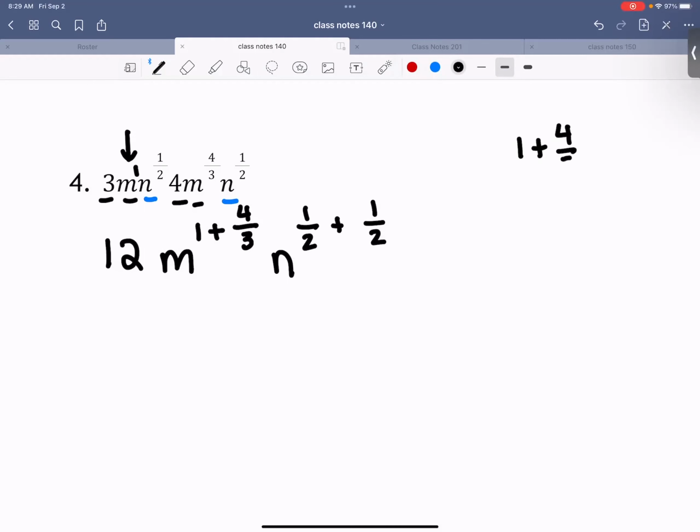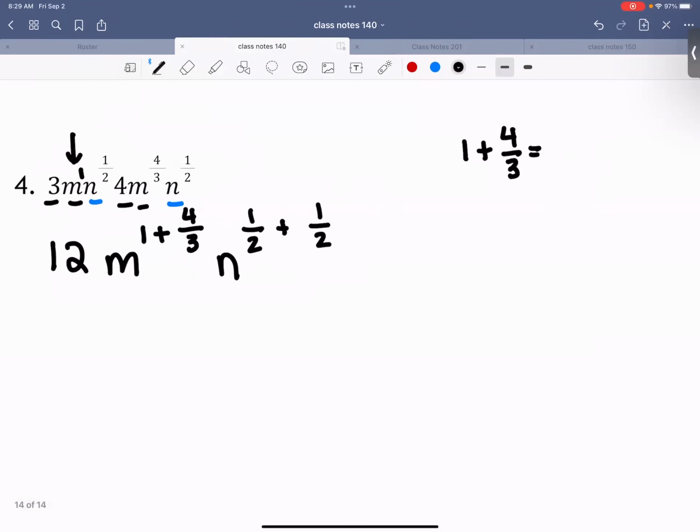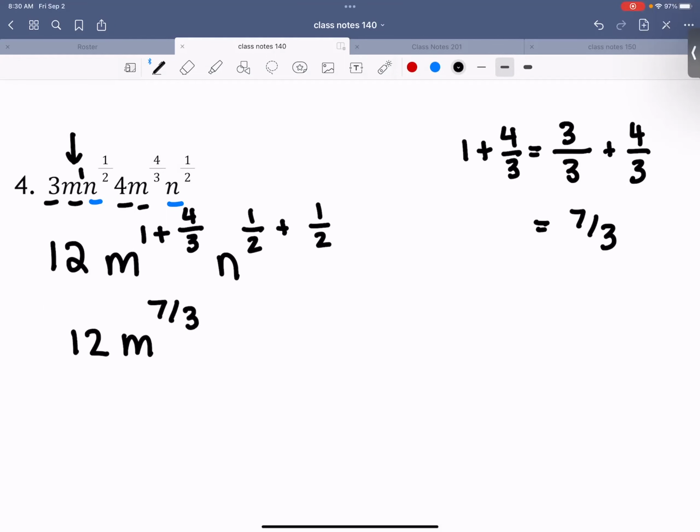the hard part here. What's my common denominator? 3, right? I want to make the 1 a fraction out of 3 plus 4/3. What is 1 as a fraction over 3? 3/3, good. So 3/3 plus 4/3 is 7/3, right? So the exponent on the m has to be 7/3.